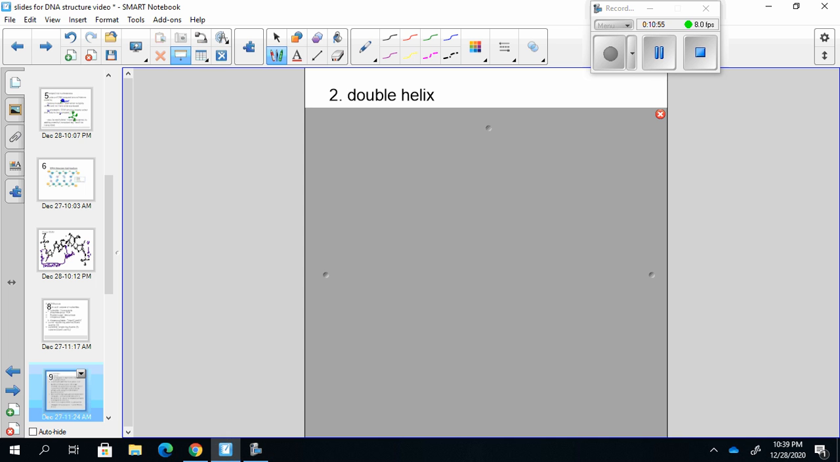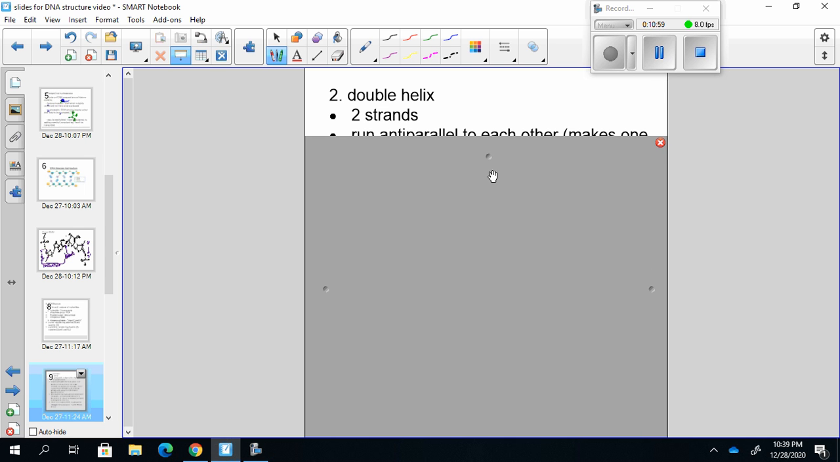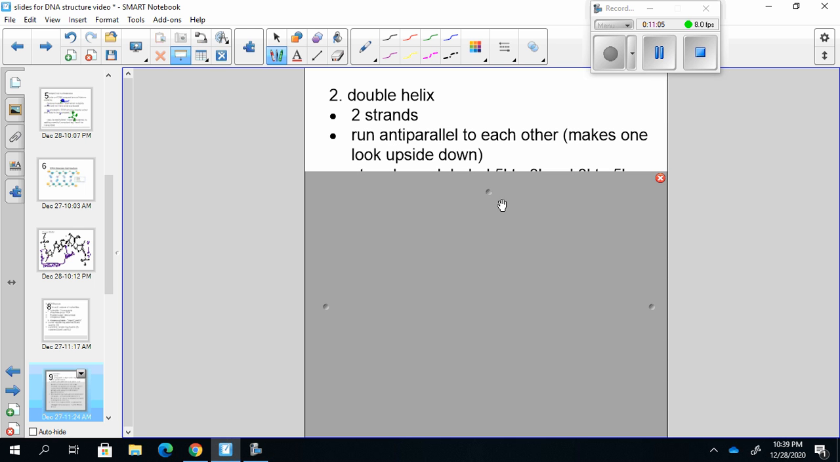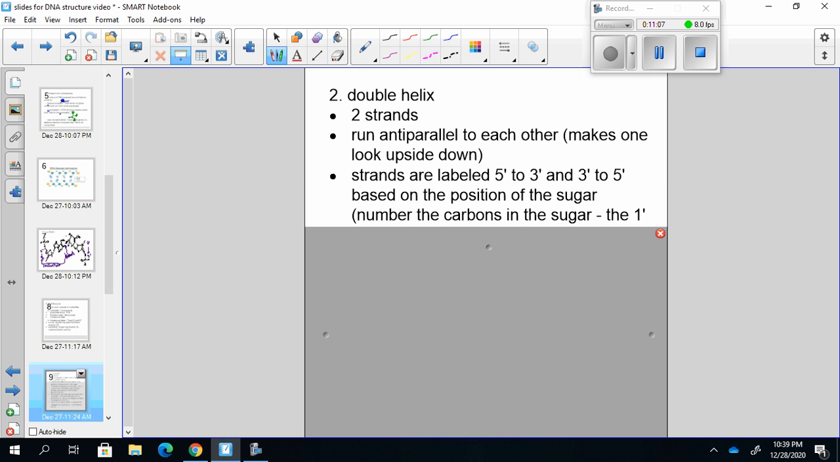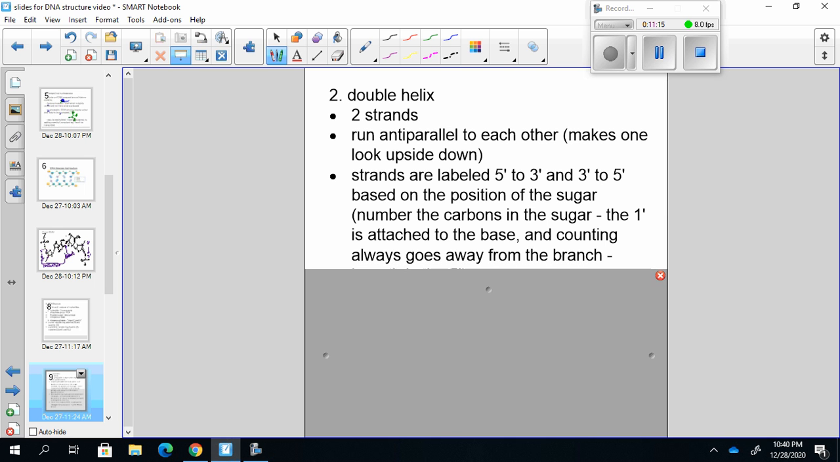So the structure that DNA takes on is a double helix. It has 2 strands like we just drew. They run anti-parallel to each other, makes one side look upside down. The strands are labeled 5 to 3 and 3 to 5 based on the position of the sugar. You always number the carbons in the sugar with the 1' attached to the base, and the counting always goes away from the branch. The branch is always the 5'.